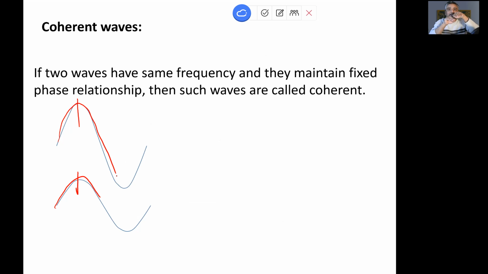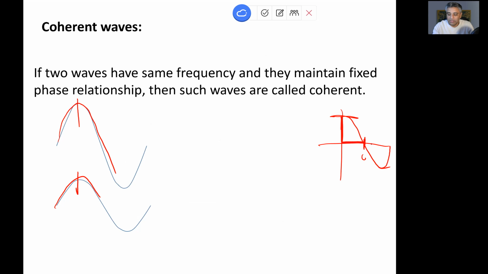Now, by the time one reaches the highest point and the other is just starting up, we say the phase difference between them is 90 degrees, or pi/2 in terms of radians, right? So if we have a wave something like this, here is the maximum value and this is the minimum value. Between maximum and minimum, how much is this? This is a quarter cycle.